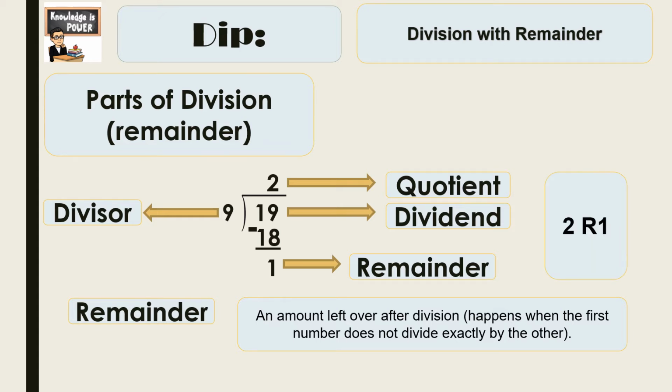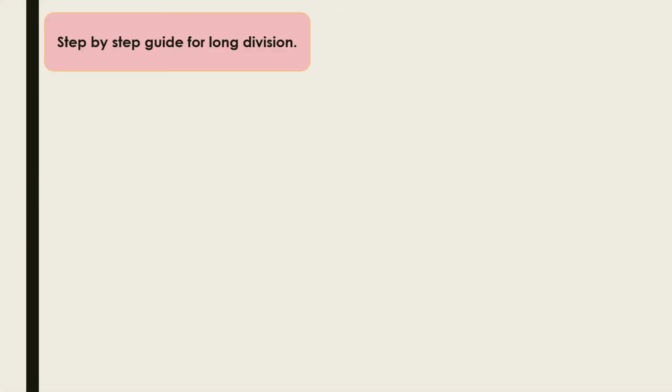Okay. So how do we read this? 2 remainder 1, or 2 R 1. So these are the step-by-step guide for long division.